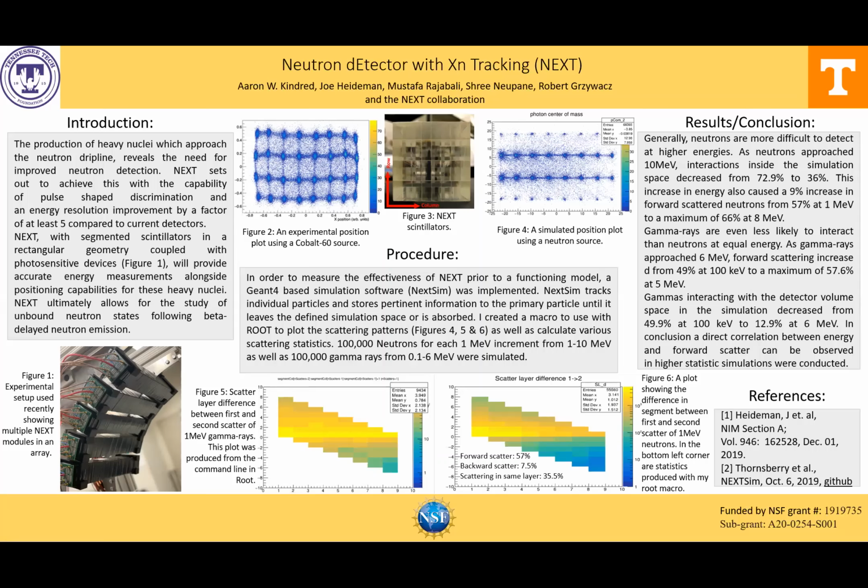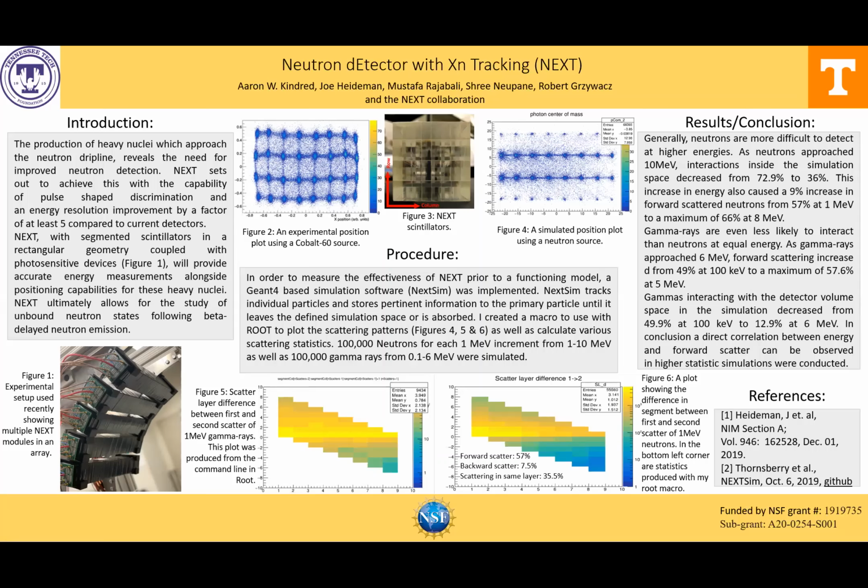Figures 5 and 6 show the difference in segment between the first and second scattering of a 1 MeV primary particle for gamma rays and neutrons respectively. Figure 2 is an experimentally gathered position plot using a cobalt-60 source, and in comparison to Figure 4, a simulated position plot, can arguably vouch for the effectiveness of NEXTSIM and my macro.